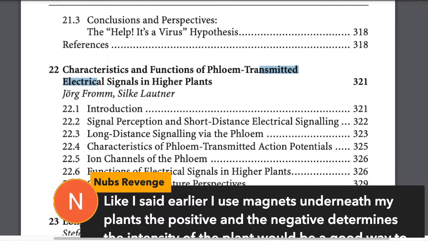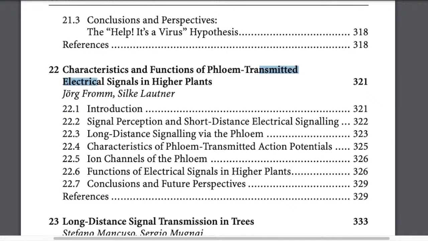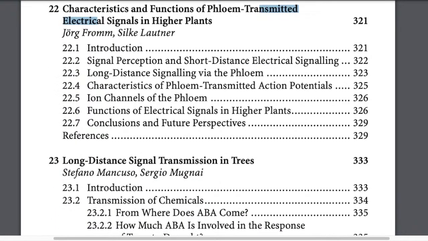So Nub says, like I said earlier, I use magnets. Yes, I saw you saying to use magnets. And the positive and the negative determines the intensity of the plant, would be a good way to say it. Okay, and let's see if we can find something about magnetism in here too.